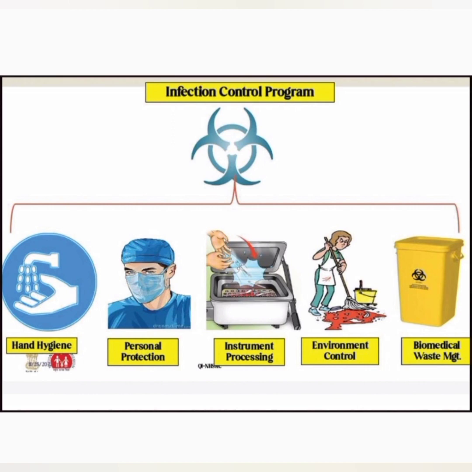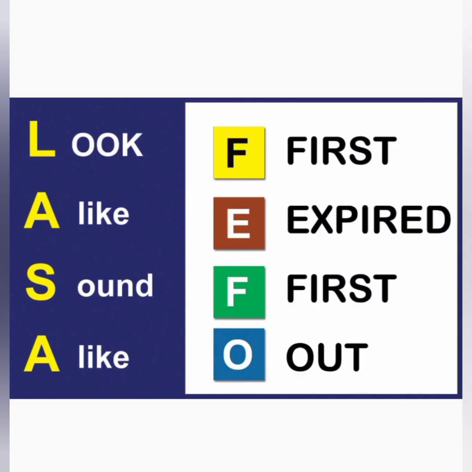Next IC material is the infection control program. Number one, you can control any kind of infection, so proper hand hygiene. Then using the PPE kit. Then instrument processing, sterilization or disinfection method. Then environmental control by cleaning and mopping. Then fifthly, biomedical waste management by using the different biomedical waste buckets.